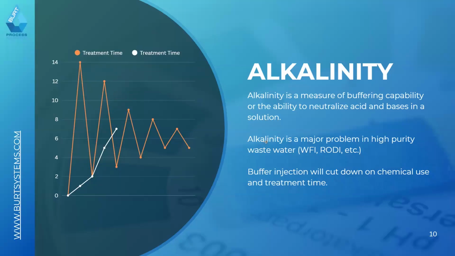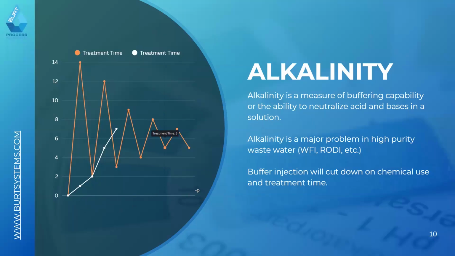If you have a WFI dump, and I've seen clients that dump 20,000 gallons of WFI water once a week, things like that, with very little chemical in there, what ends up happening is you get this oscillatory curve here. Because effectively your reagent chemicals are overreacting in your system. And what can happen is it can lead to a very long amount of treatment time.